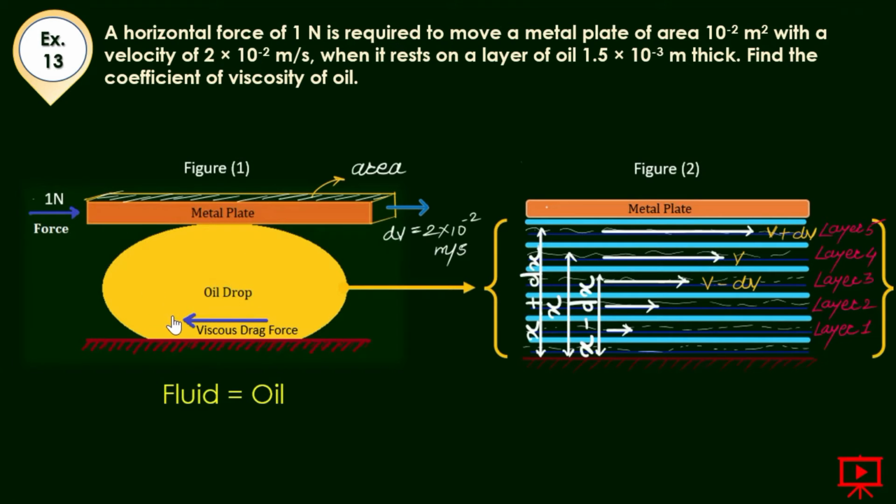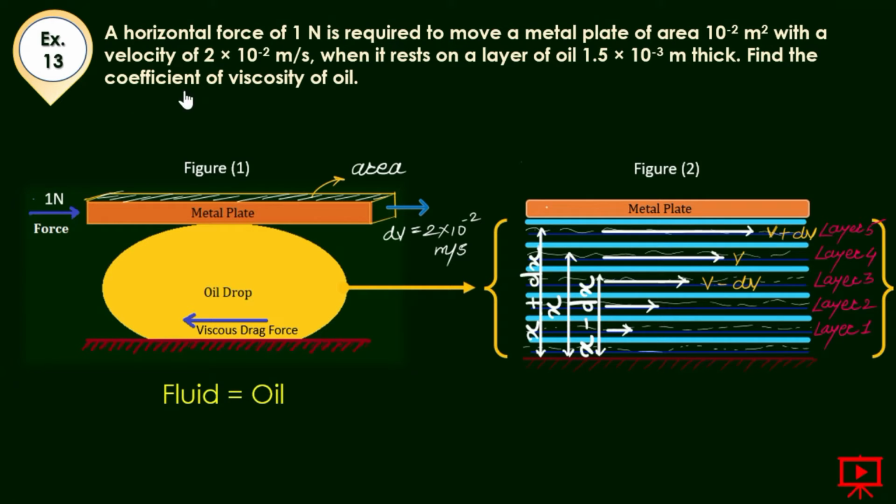In the given diagram, we observe an oil drop on which a metal plate is placed. If we apply a force of 1 Newton horizontally in this way, this metal plate will gain the velocity dv, and its value is given here, 2 into 10 raised to minus 2 meter per second. The area of this metal plate is 10 raised to minus 2 meter square. Now we have to find the coefficient of viscosity.